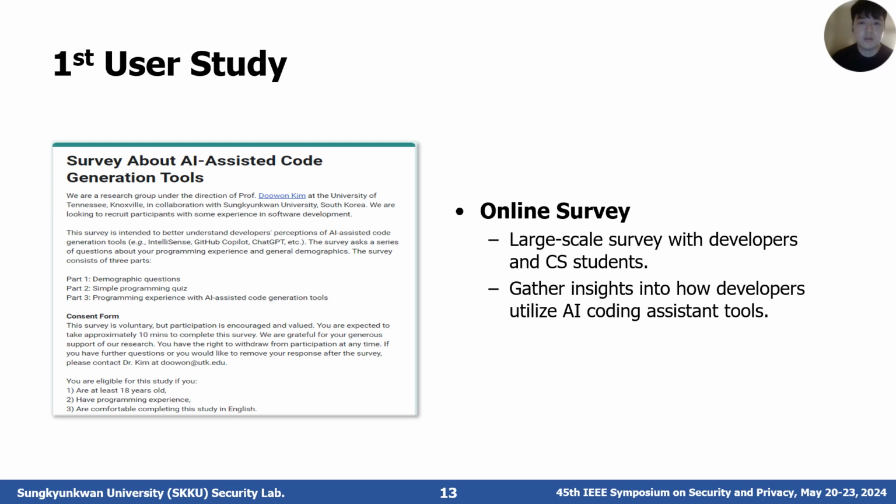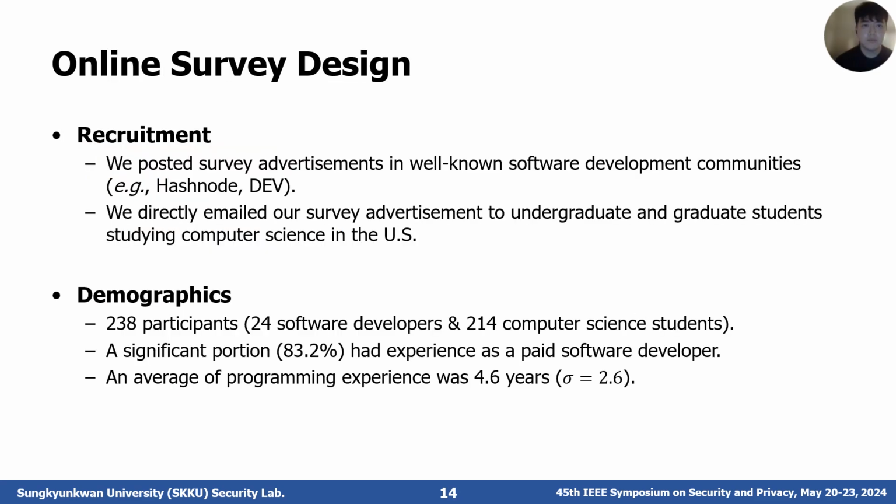First, we conducted a large-scale online survey to understand developers' usage patterns and motivations for employing AI coding assistant tools. For recruitment, we posted advertisements in well-known software development communities and emailed them to computer science students in the US. After screening processes, we recruited 238 participants, each with an average of 4.6 years of programming experience.